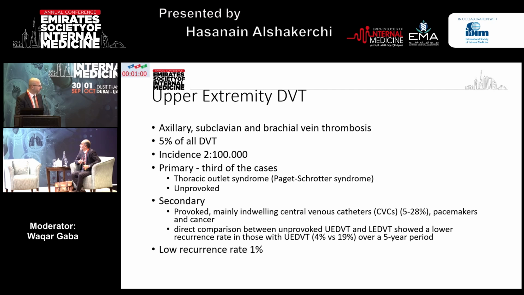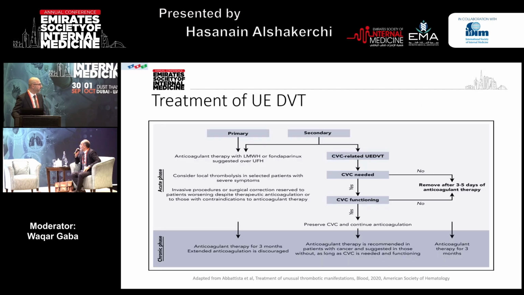Just a reminder, the causes tend to be either primary or secondary. Secondary tend to be due to CVC lines. Primary could be either unprovoked or thoracic outlet syndrome, as you see in young people doing heavy exercise who present with upper limb DVT.